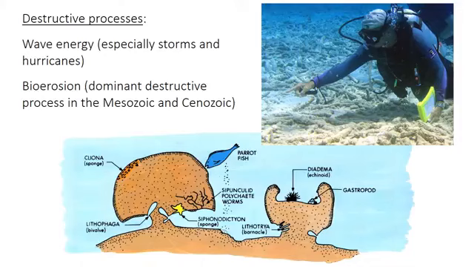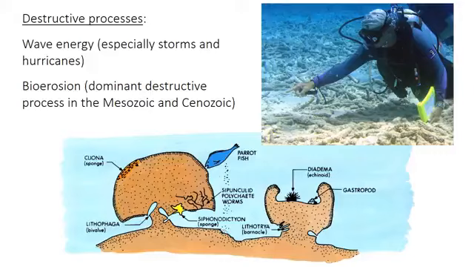So those constructive processes of framework building, sediment baffling, and sediment binding are always in a race against the destructive processes. Reefs are primarily shallow water features, so wave energy, especially large storms like hurricanes, can damage the reef. Bioerosion, which are the destructive activities of boring and eroding organisms, has become an increasingly important destructive process in the Mesozoic and the Cenozoic in particular.